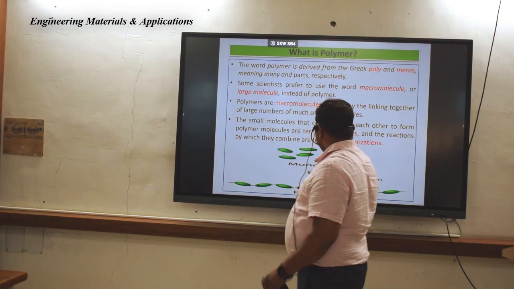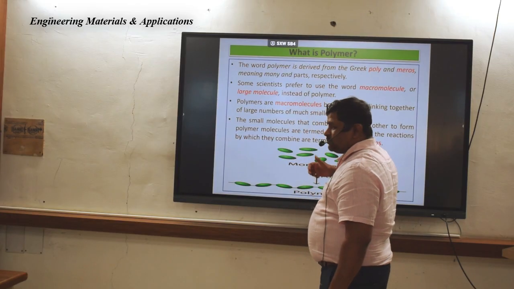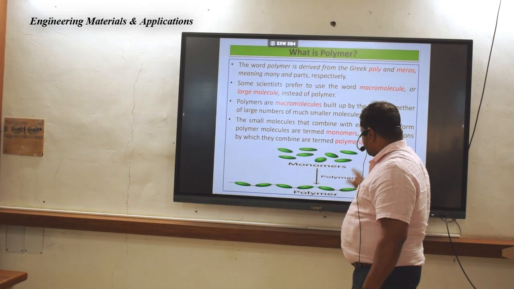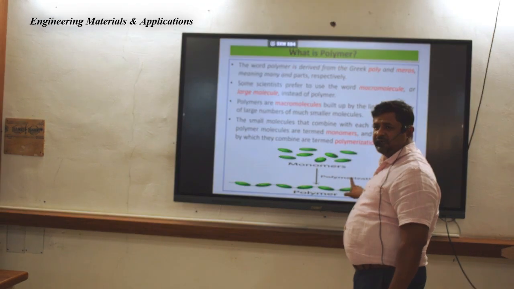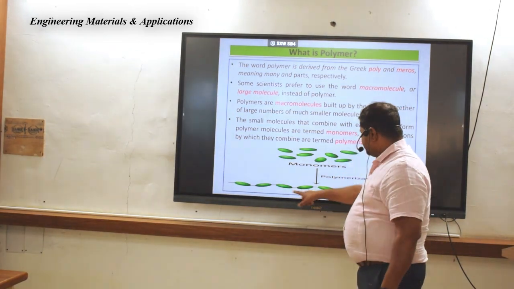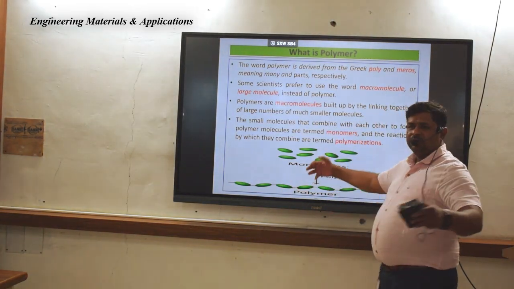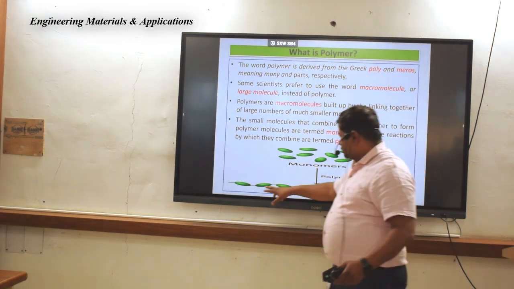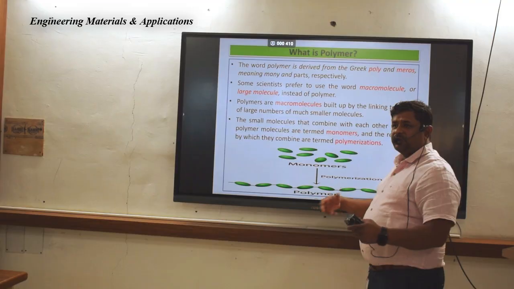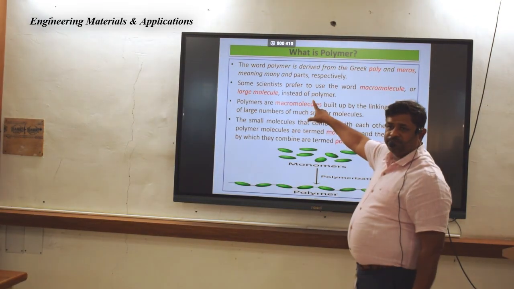So for example, these are the monomers. Monomer means one single unit. After the polymerization treatment happens on these, we can have this kind of polymer, which is having a link. Poly means many monomers are connected together, and that's why the name is polymers.